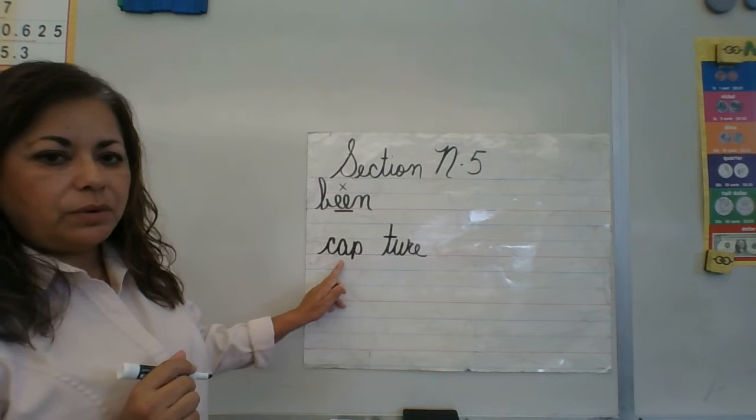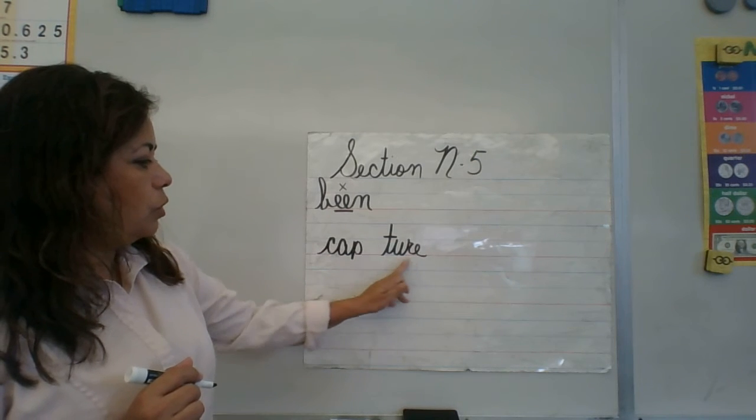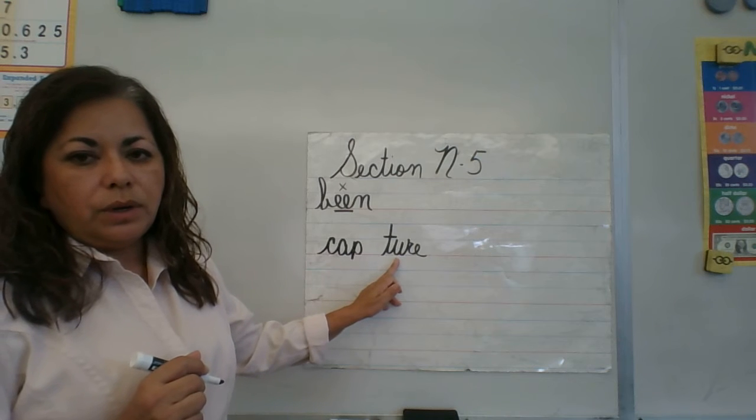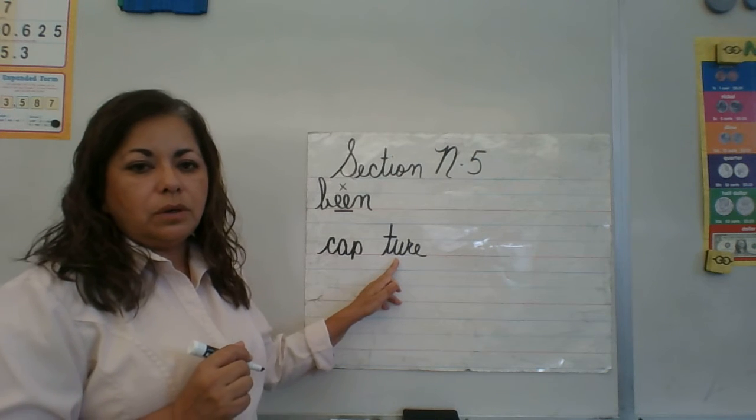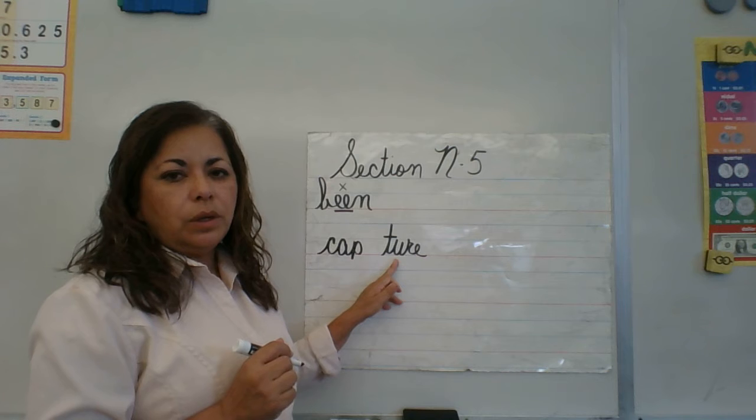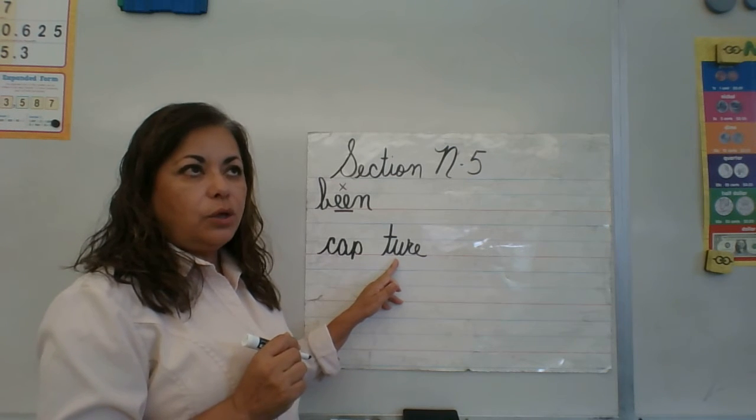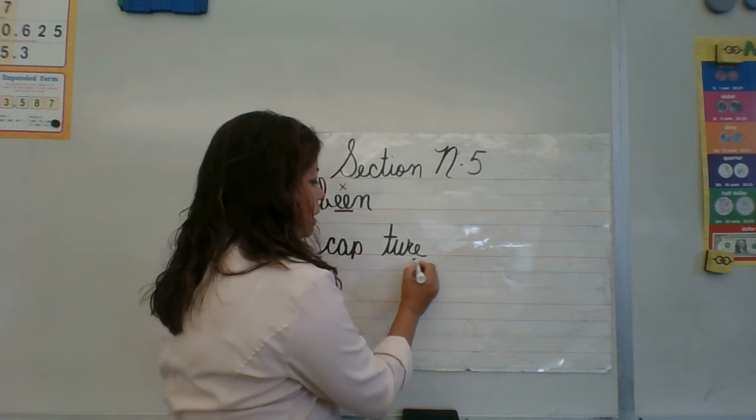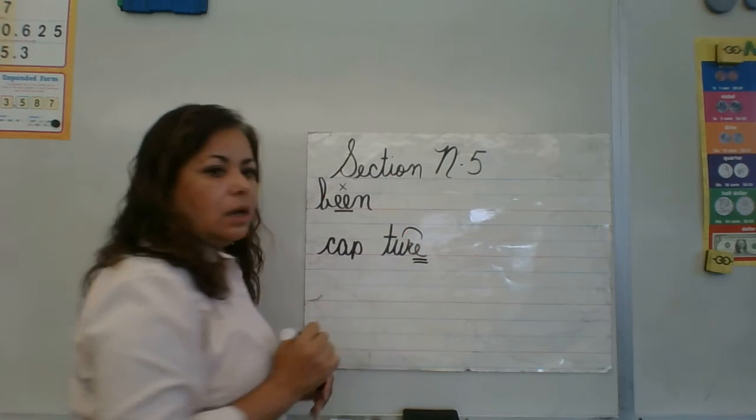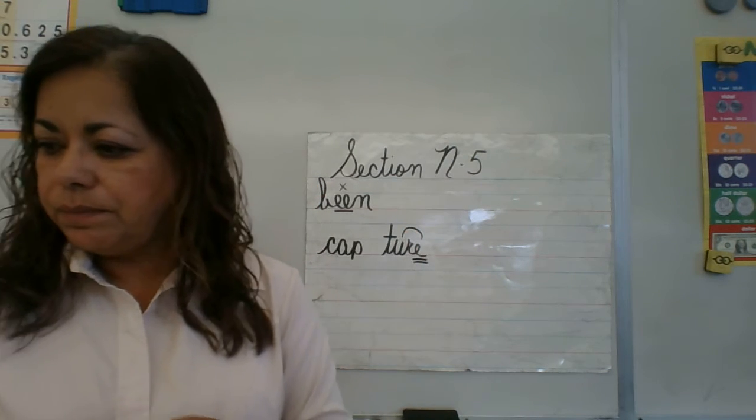Cap. First sound. Capture. This vowel has 3 sounds: A, U. It's saying the second sound. Capture. A, U. So the silent E, rule number 1, tells the A to say U.